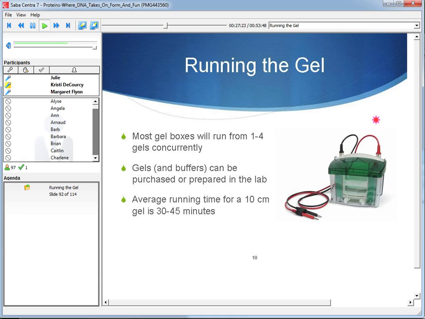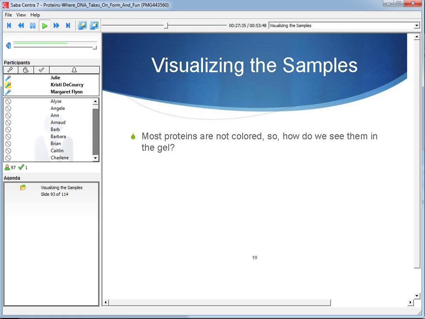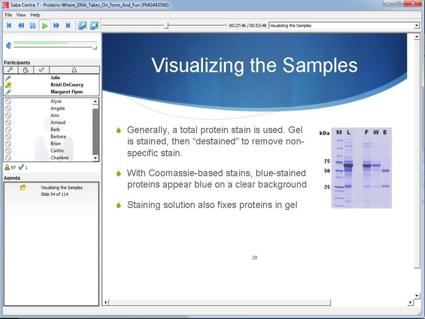The average running time for a gel like this is less than an hour, usually 30 to 45 minutes for one of the gels of the current sizes now. So we're running our gel. Our next thing is, how are we going to see these proteins? Except for a few proteins like cytochrome C, we don't have any way of seeing them in the gel. So we have to use some kind of stain.